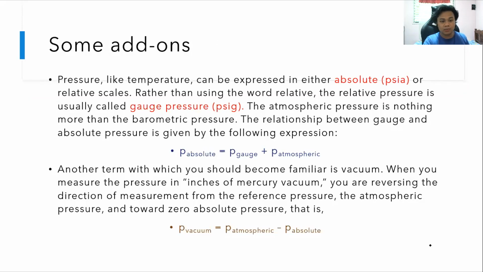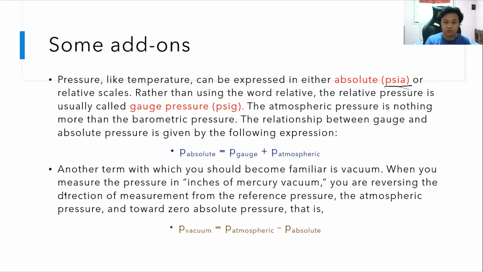So some add-ons. Pressure can be expressed in either absolute, PSIA, pounds per square inch absolute, or relative scales. Rather than using the word relative, the relative pressure is usually called gauge pressure or PSIG, pounds per square inch gauge. The atmospheric pressure is nothing more than the barometric pressure. The relationship between gauge and absolute pressure is given by the following expression: absolute is equal to gauge plus atmospheric. So that's what I have explained earlier.